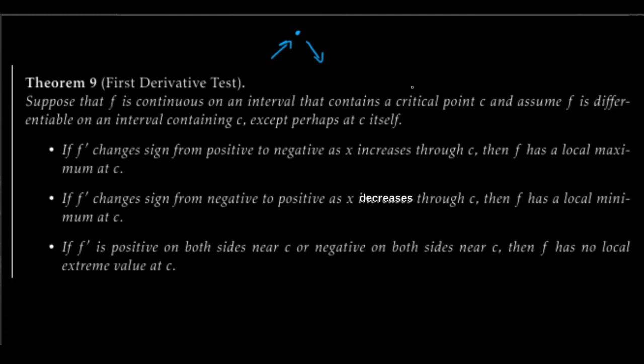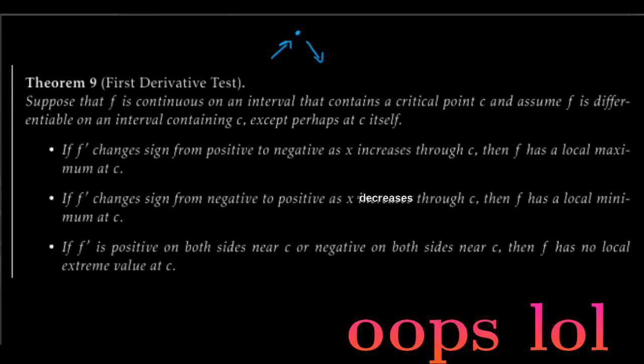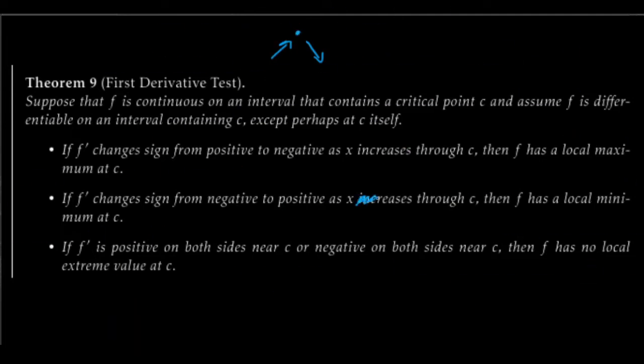In the reverse direction, if f prime changes sign from negative to positive as x increases through c, or sorry, it should be decreases through c, then f has a local minimum at c. So this is the case where you're going down and then you start going up. That moment when you switch, that's a minimum, or at least a local minimum.